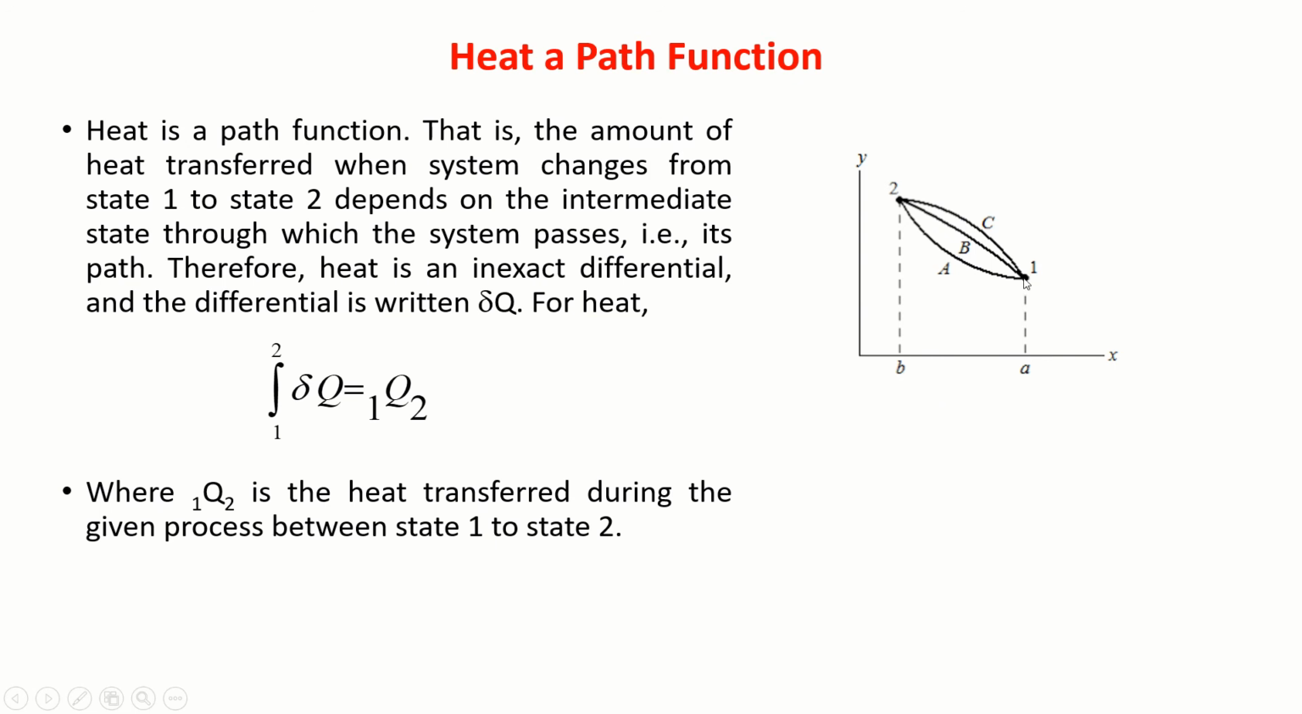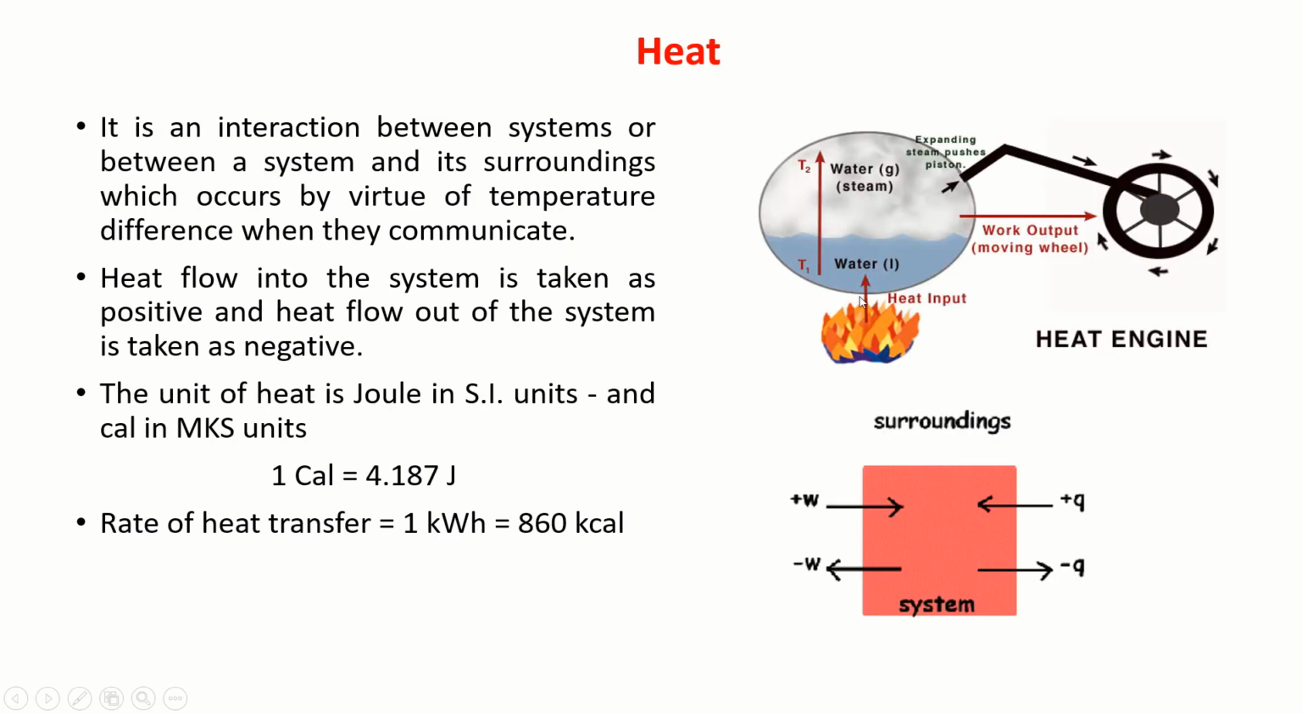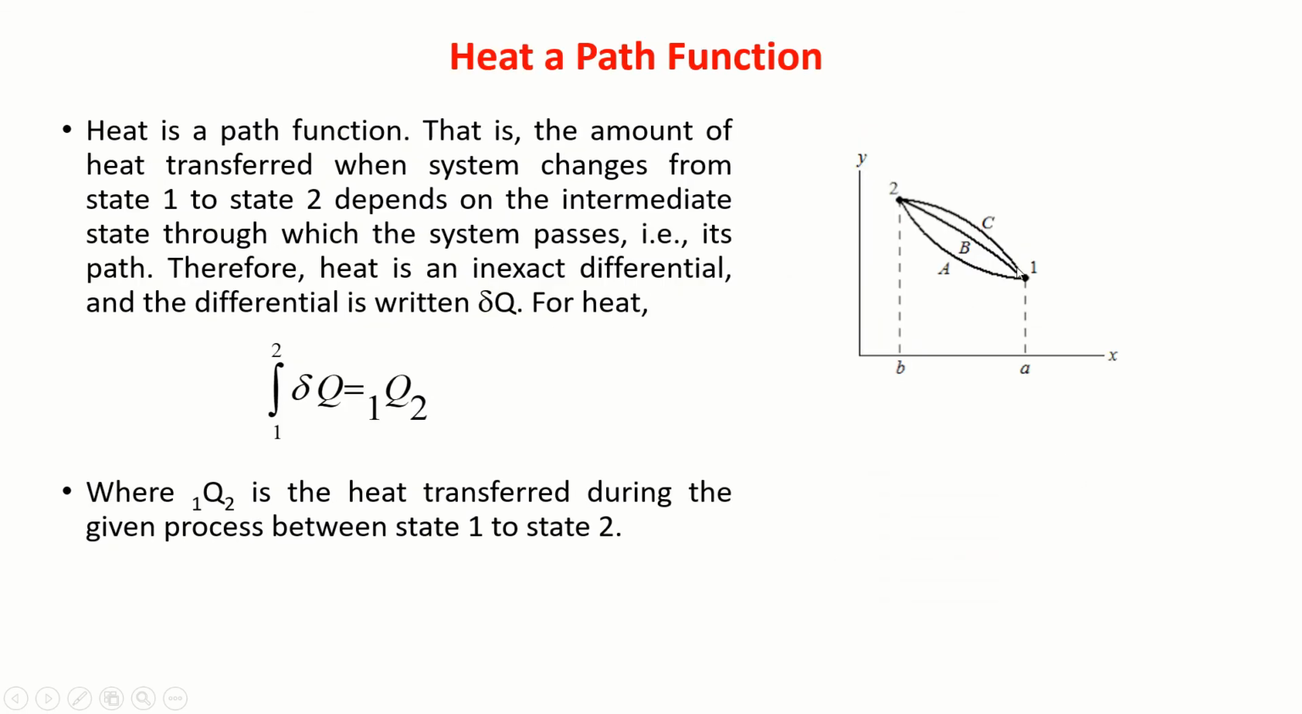Suppose the system initially was at state 1. After supplying the heat, it will come to, let us say, state 2. I might supply the heat in such a way that the system will change state like this, following this path to undergo the change of state. Then this area is the amount of heat that I have supplied in this case. If it follows this path, then this is the amount of heat supplied. If I follow this path, this is the amount. So it all depends on the path, not on the end state. That's why heat is also a path function.